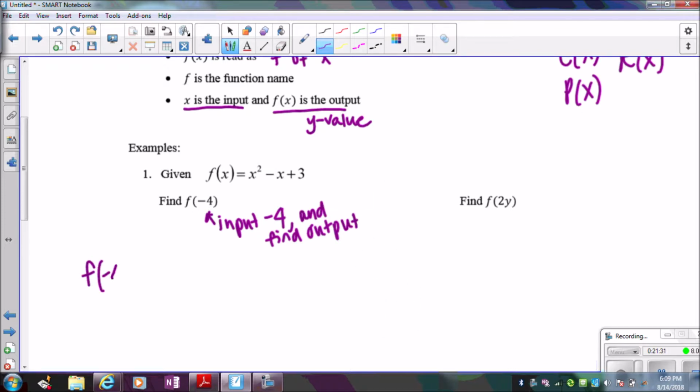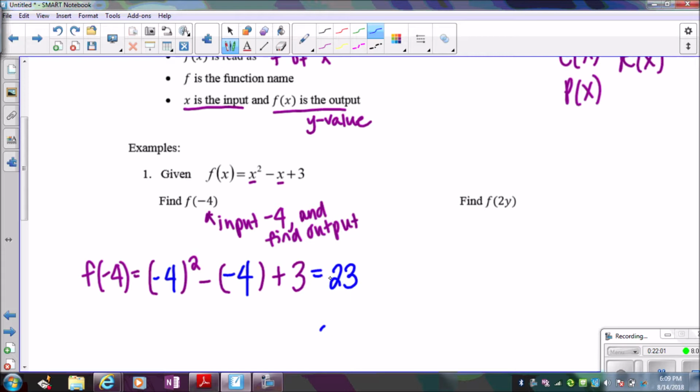So f of -4 equals, so what I like to do is just copy the function down, and wherever I see an x, that's going to be my input, I put parentheses. So it's going to be x squared minus x plus 3. And then I go ahead and now I'm going to input my -4. So -4, -4. And then the rest of this is just doing the math. So -4 squared gives you 16, plus 4 plus 3 is going to give you 23. So it's just evaluating it.